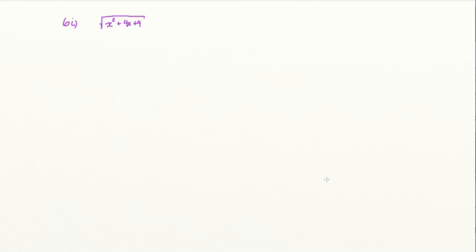6i, the square root of x squared plus 4x plus 4. How are we going to find groups of 2 for this? We're doing the square root, we need a group of 2. Let's factor. Two numbers that multiply to 4 and add to 4. That's a positive 2 and a positive 2. So this is the same thing as writing the square root of x plus 2 squared. We have a group of 2. So the answer here would be x plus 2.